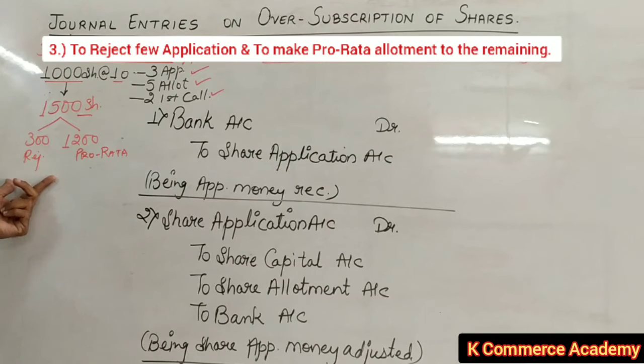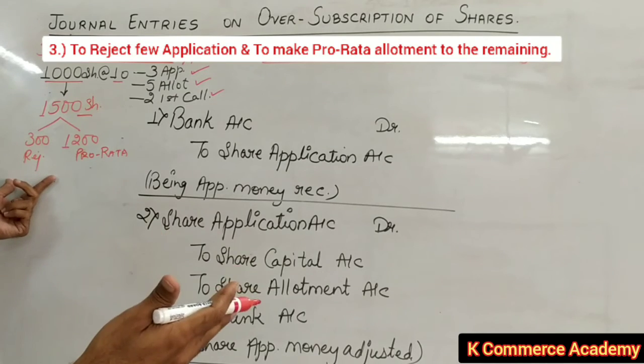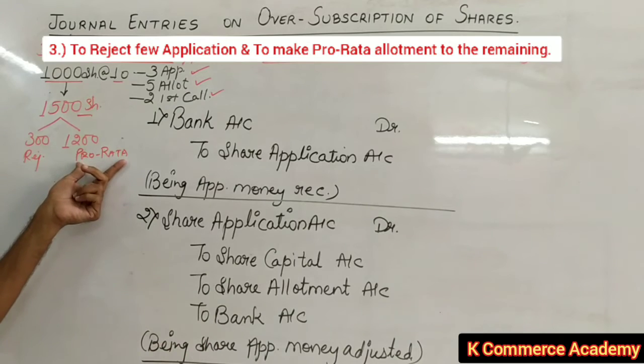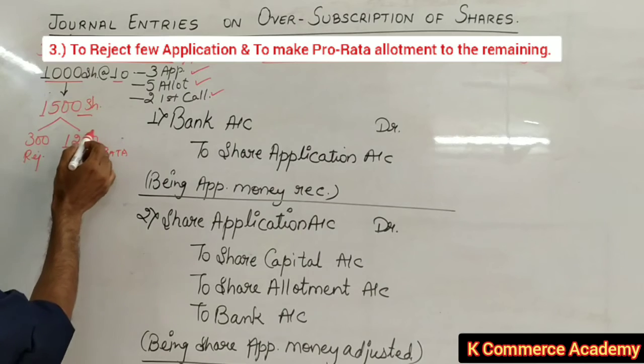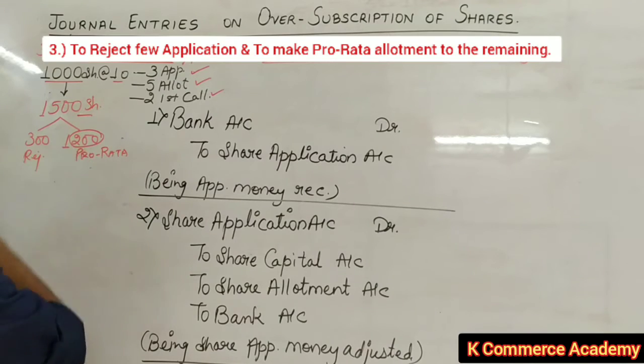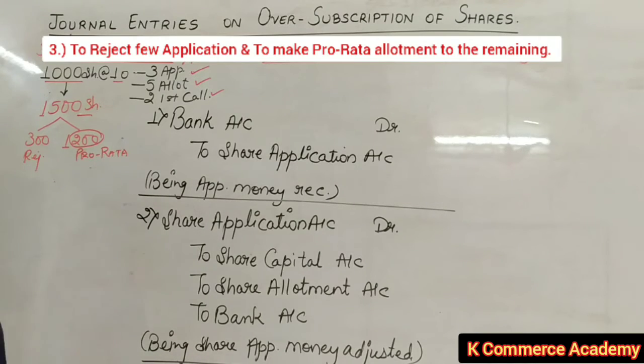देंगे। जब रिजेक्ट करेंगे तो उनका एक्सेस एप्लीकेशन मनी हम रिफंड कर देंगे, और जो 1200 है 1200 को हम प्रो रेटा बेसिस पे अलॉट करेंगे, यानी उनका एक्सेस एप्लीकेशन मनी कितने शेयर्स का? 200 शेयर्स का एक्सेस एप्लीकेशन मनी हम अलॉटमेंट पे एडजस्ट करेंगे. So let us see what will be the general entries.